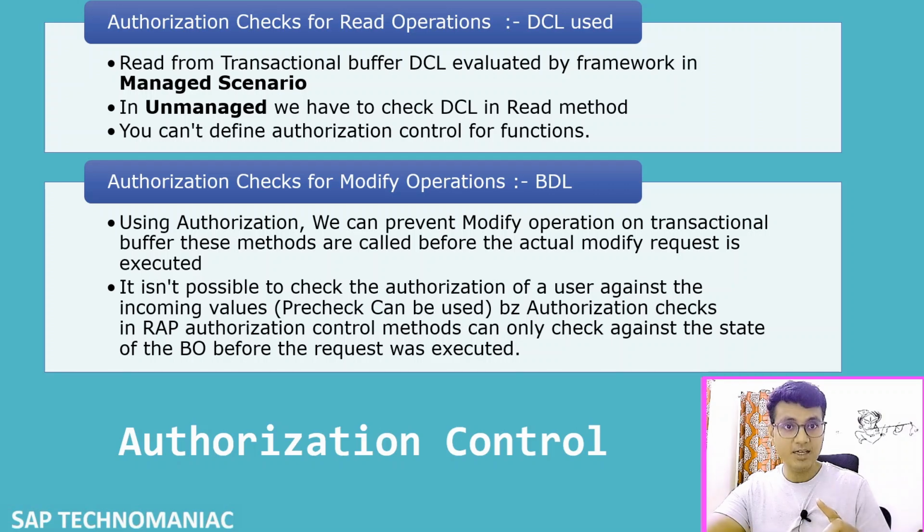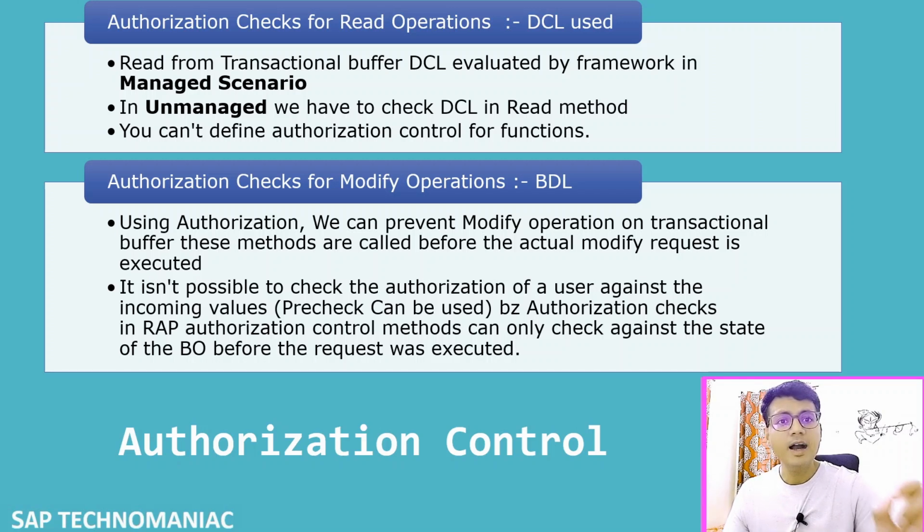But in the unmanaged scenario, if you are implementing the read operation to check the e-tag, to apply the feature control or any other things, because we want to read the data from the transactional buffer, as we discussed in detail in my unmanaged video, that time we have to take care of this authorization control. We have to apply it explicitly whenever we are reading directly or reading by association. At that time we have to call this auth check, apply this authority check, and then read.